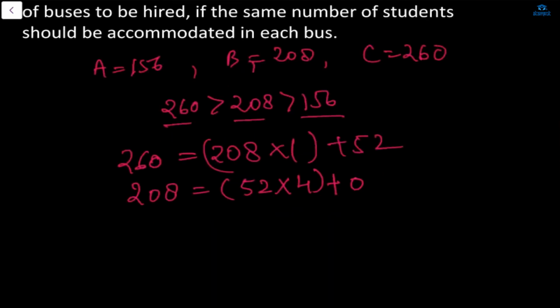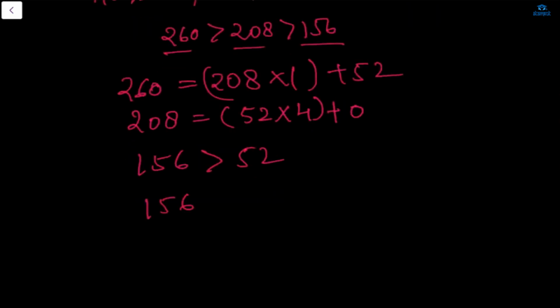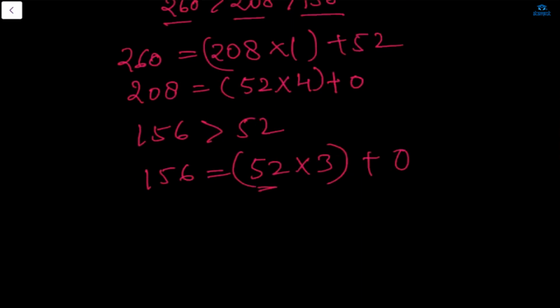Now, you can see at 52 it is becoming 0. Among 52 and 156, 156 is greater. 52 multiplied by 3 gives 156, so the remainder will be 0. So at 52 it is completely divided, with 0 remaining, and 52 divides all of them. So 52 is the highest number of factors that is common among all the three.